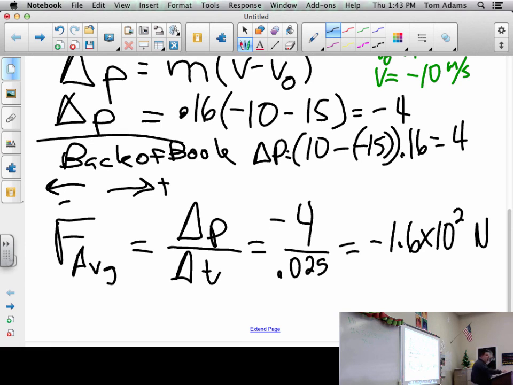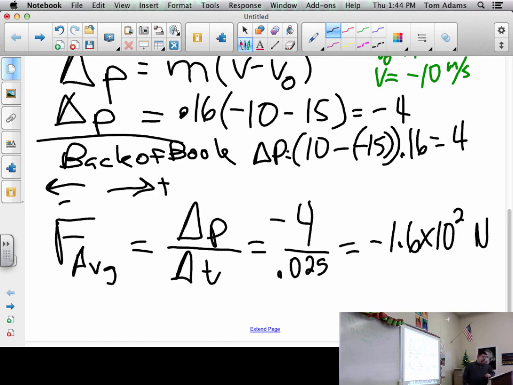Now that seems kind of high, but anybody that's played baseball, you know, that doesn't seem that high. 1,600 newtons of force seems pretty reasonable. Would anybody in here like to put their fingers between the bat and the ball? No. It'd be very painful. That's a lot of force. And that's what the answer in the back of the book says.